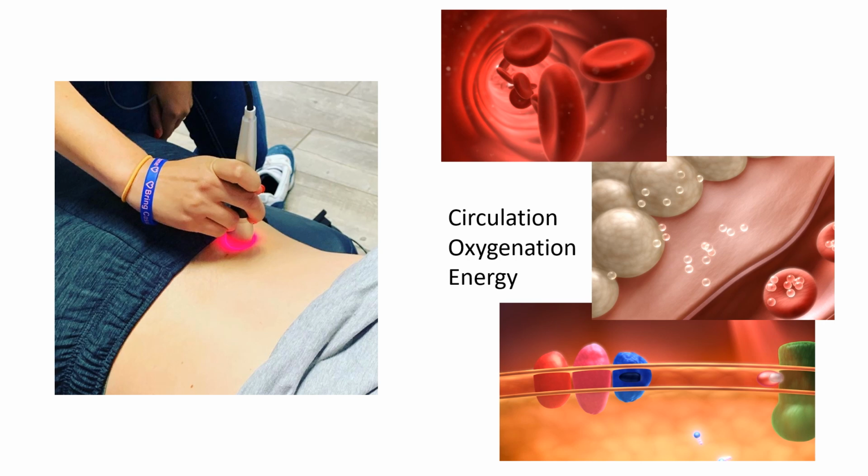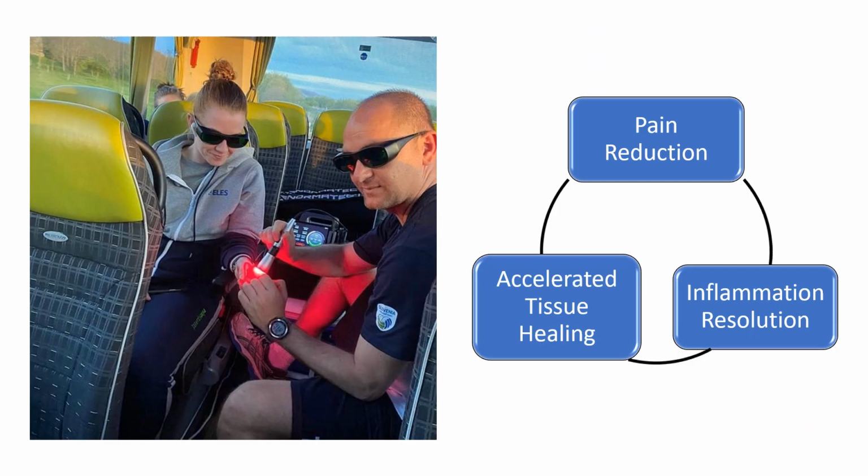What's happening when we apply laser therapy? In general, we are improving microcirculation in the tissues. We are increasing the delivery of oxygen to the tissues, increasing tissue oxygenation, and by stimulating various enzymes in the cells and in the mitochondria, we are helping the cells to produce more energy. The net physiological effects of laser therapy treatments are pain reduction, inflammation resolution, and accelerated tissue healing.